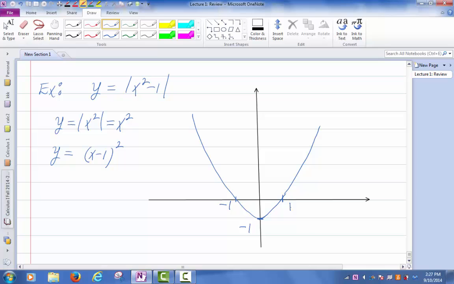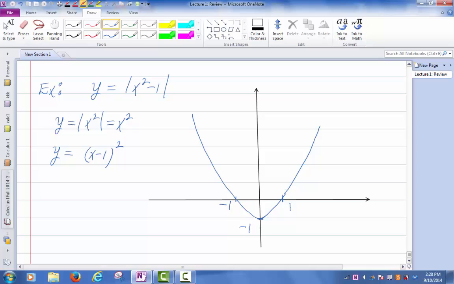So the graph stays the same. What is going to be different is when x is between -1 and 1, right? When x is between -1 and 1, x squared minus 1 is negative. So you have to make it positive, right? So it's just the opposite of that, right? So you're basically going to flip the graph along the x-axis.